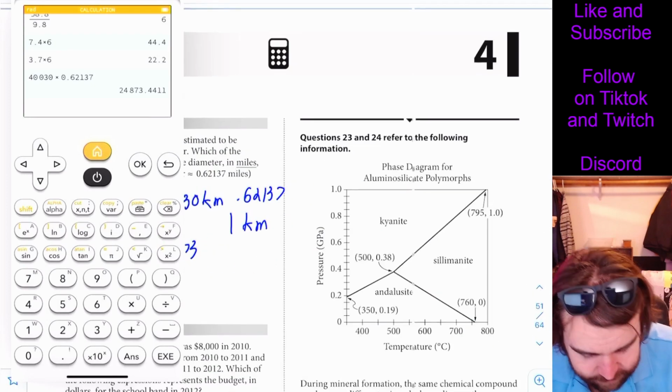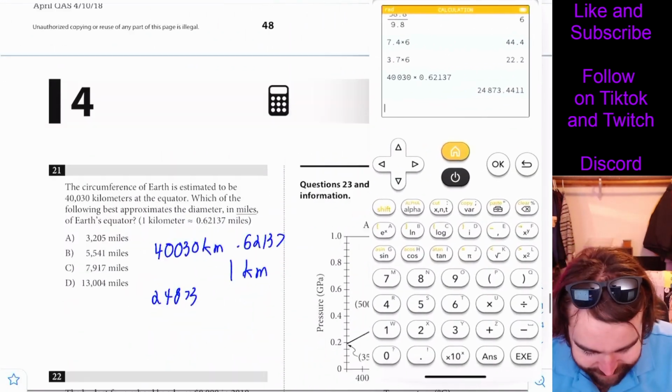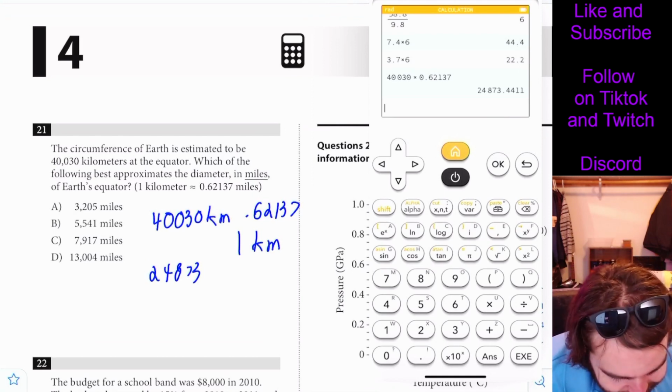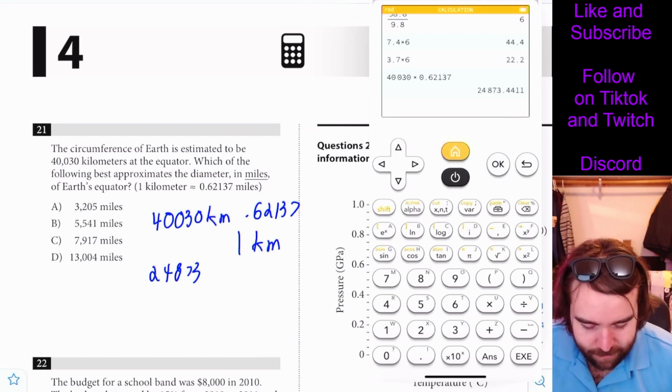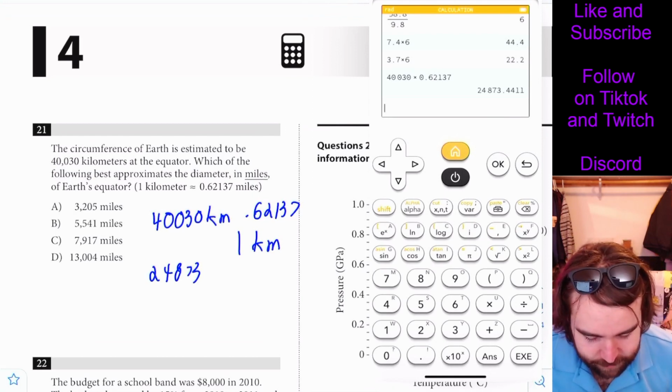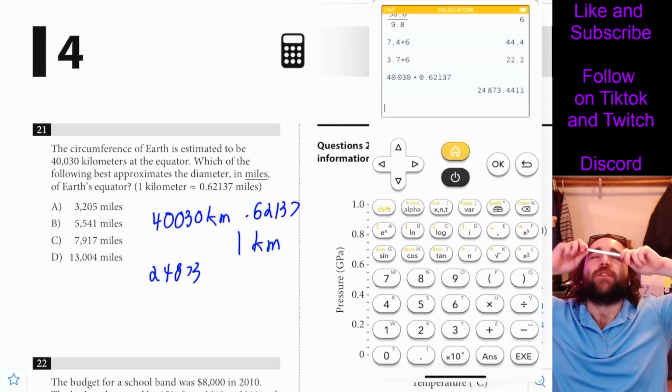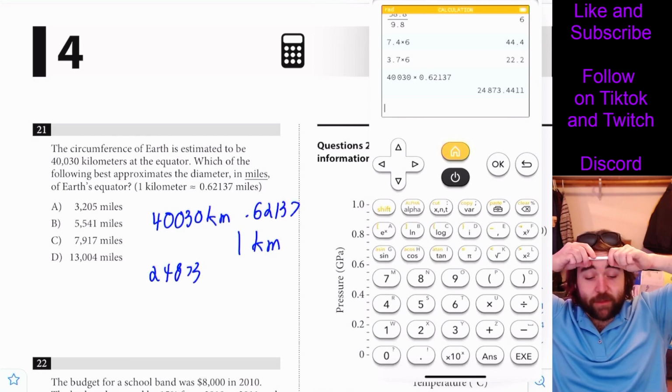All right, let's think harder. Why is that not an answer? Why is that not the answer? Why did it get bigger? It didn't get bigger. It got smaller. Circumference. Oh, it approximates the diameter. I didn't read the question. We're looking for the diameter.